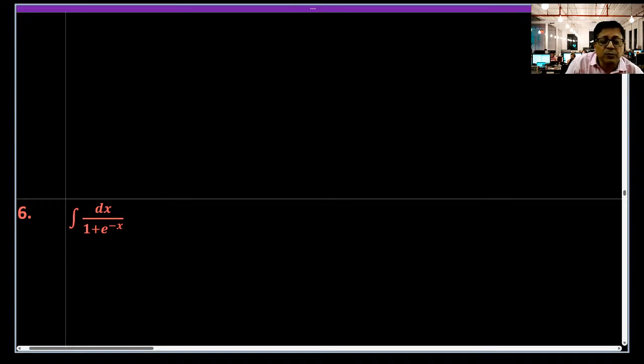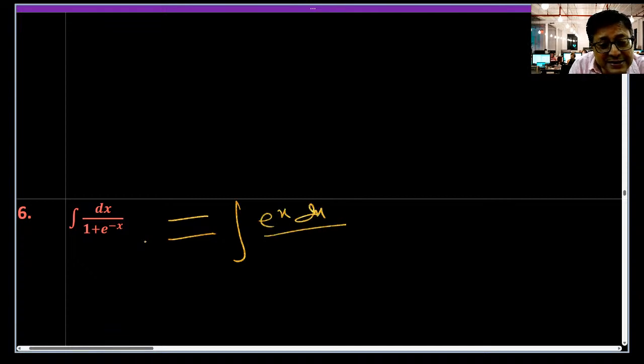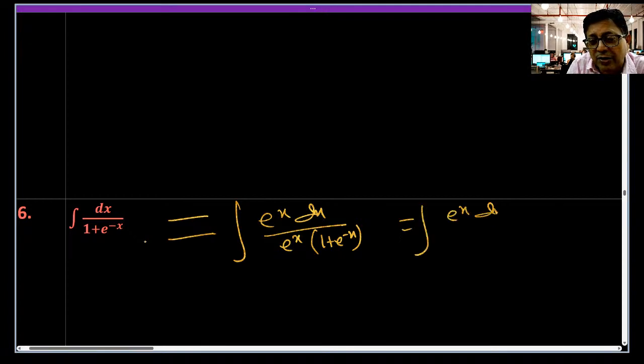This is dx by 1 plus e to the power minus x. How to do it? For this sum also you need to make some manipulation before you solve. Okay? What kind of manipulation? What I am doing here, just multiplying both numerator and denominator by e to the power x. This is e to the power x into 1 plus e to the power minus x, e to the power x dx by, x minus x 0, so 1.